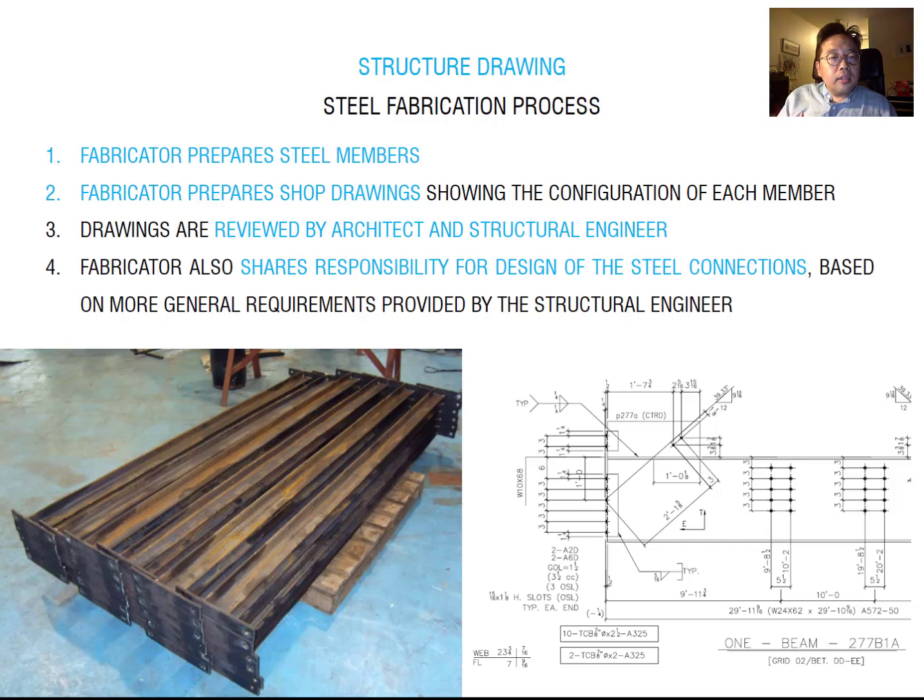The fabricator prepares the steel members basically from the structure engineer's drawing. The fabricator prepares the shop drawing, which shows the configuration of each member. Then they provide this shop drawing, and the architect and structure engineer review it together. When they confirm, the fabricator also shares the responsibility for design of the steel connection. It means how the members connect together, what kind of connection method they use. We talked about some options in the last lecture.